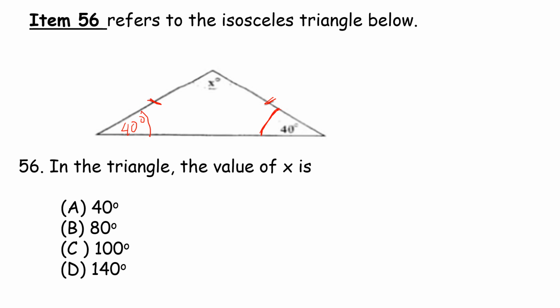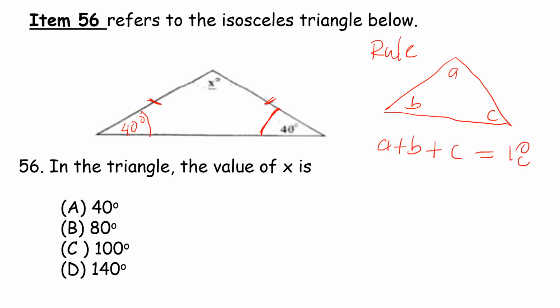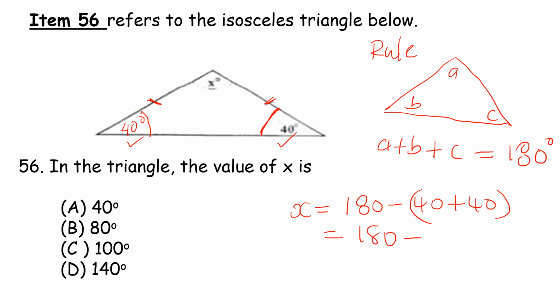The rule regarding triangles is if you have A, B, C, the sum A plus B plus C adds up to 180 degrees. So we have 40 here and 40 here. So we just have to subtract that 40 plus 40. So that is 180 minus 80, which is going to give us 100. So x is 100 degrees.